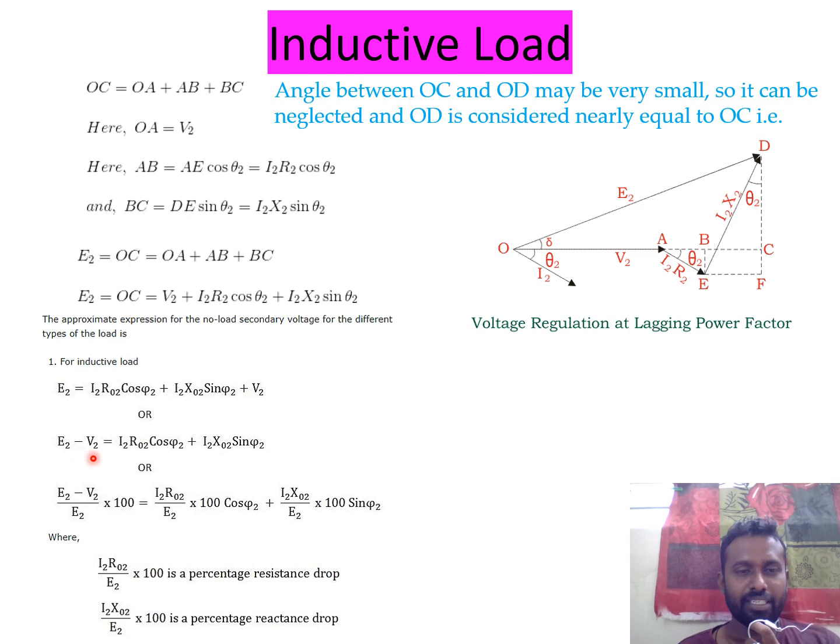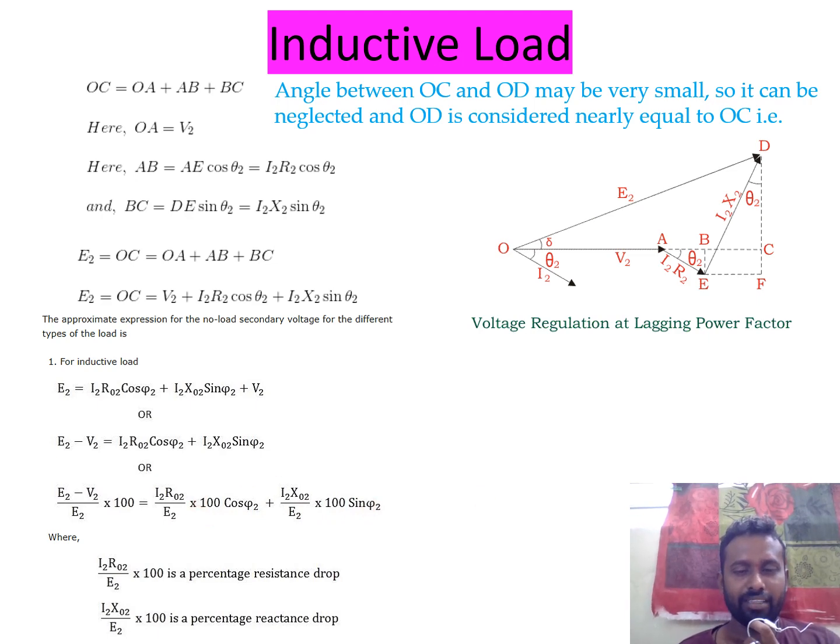So E2 minus V2 by E2, if you take denominator E2, here also you'll get E2, here also you'll get E2, and percentage voltage regulation is into 100. So this is I2 R02 by E2 into 100, a percentage resistance drop, and I2 X02 by E2 into 100 is a percentage reactance drop. So this is the general expression of voltage regulation for an inductive load.